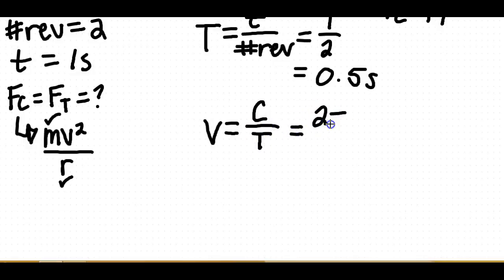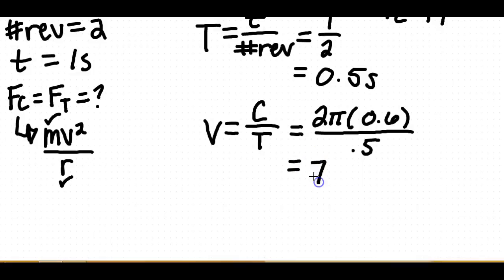Now your circumference is 2 pi times the radius, which is 0.6, and the period we found was 0.5. So 2 pi times 0.6 divided by 0.5 is going to give us 7.54 meters per second.